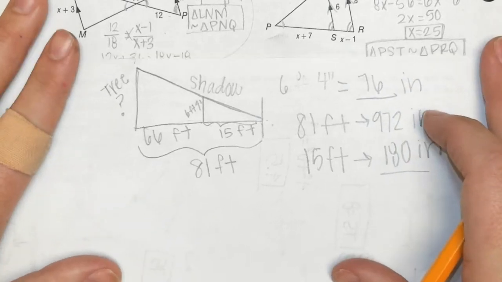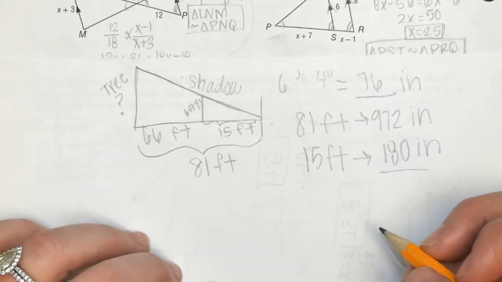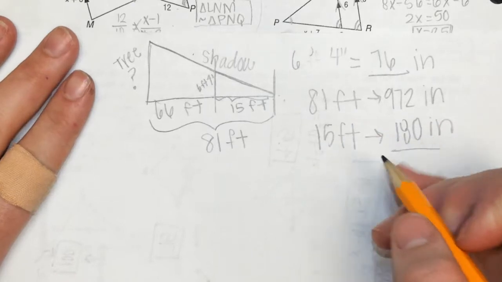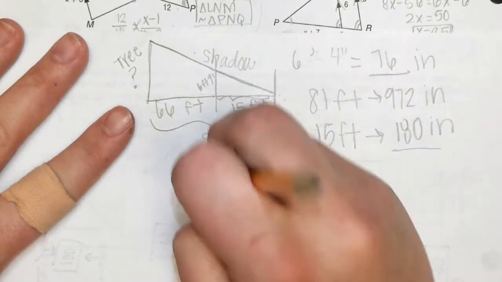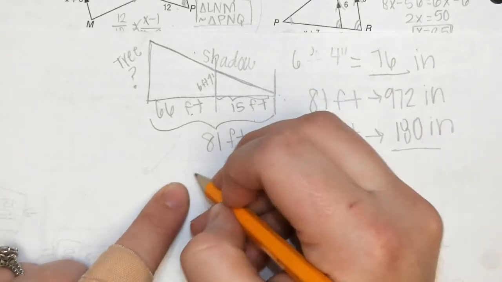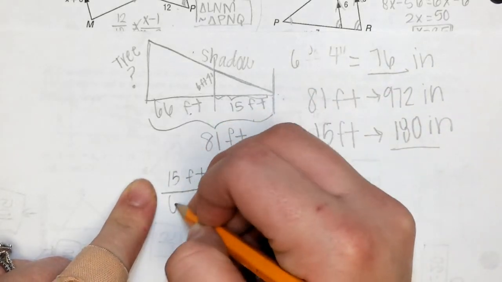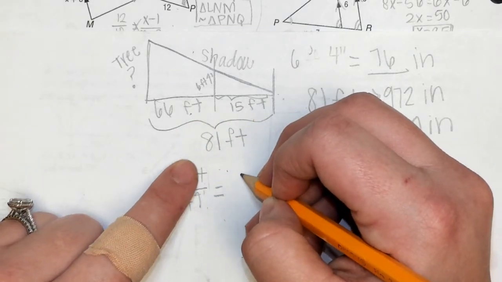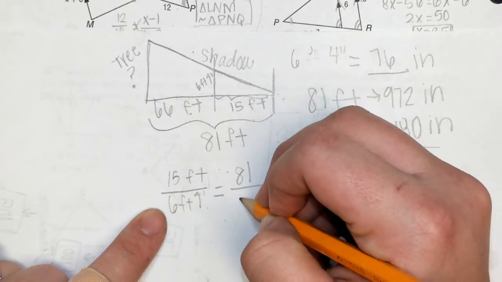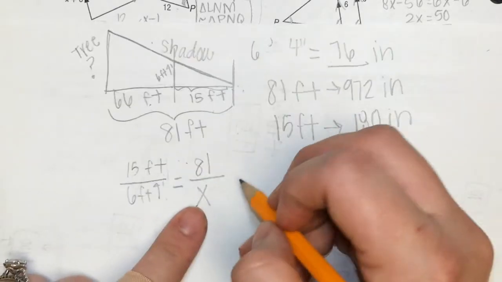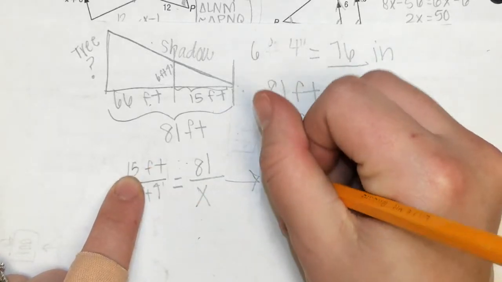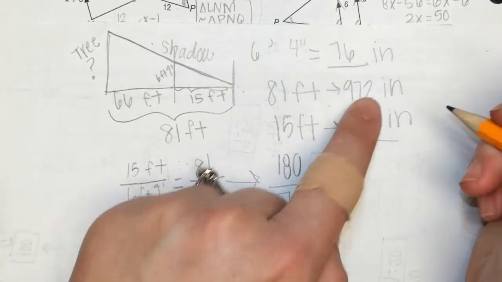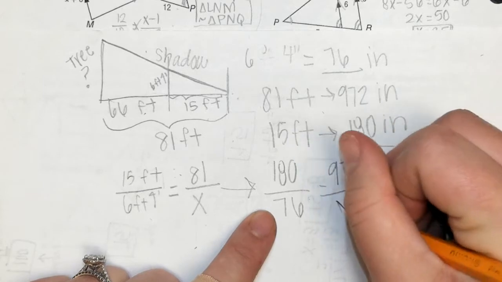So now we can set up our proportion. I do not know that anything is parallel, but I'm going to assume that these two are parallel. This is where it gets tricky. I don't want to write the feet, so I'm going to write 15 feet is to 6 foot 4 inches as 81 is to x. Now I'm going to write this in just inches: 15 feet was 180, 6 foot 4 inches was 76, equals 81 feet, which is 972 inches, to x.